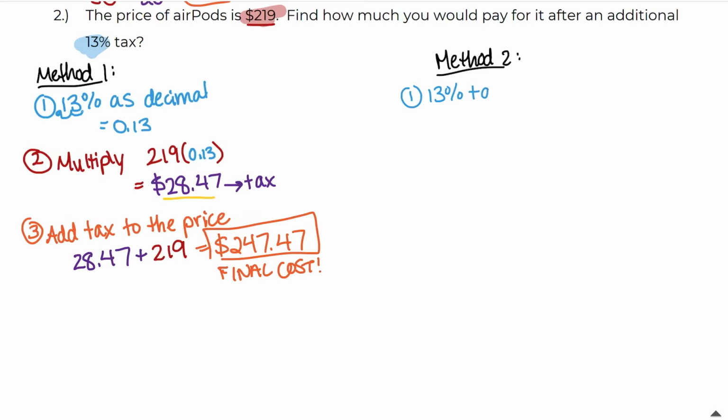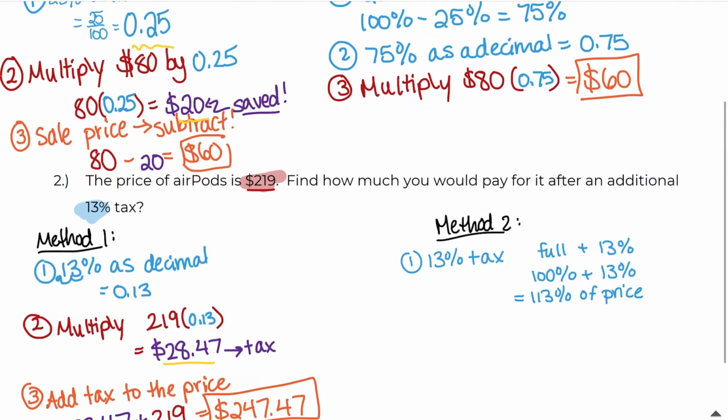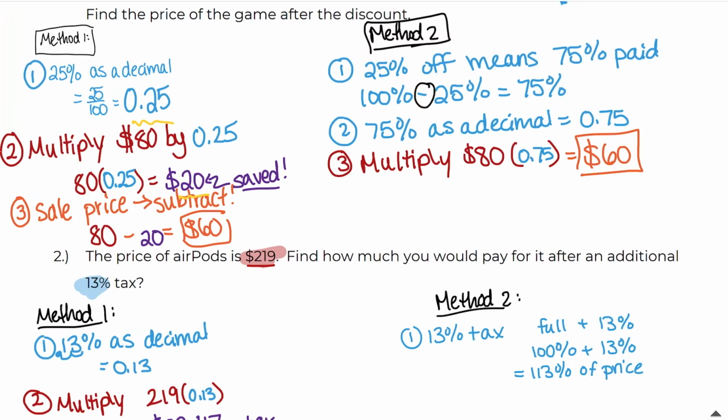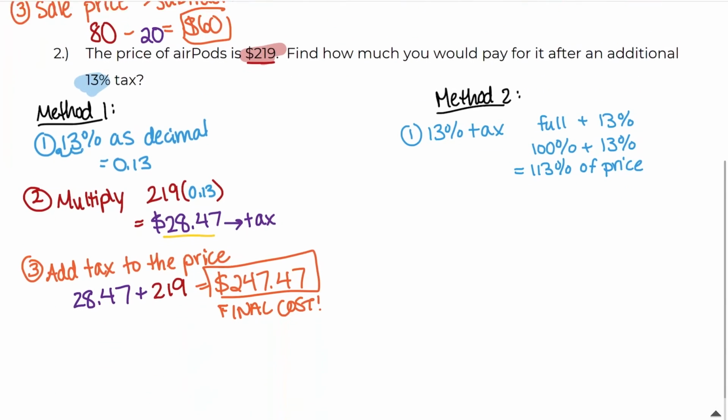13% tax means that you are paying the full amount plus an additional 13%. Well, the full amount is 100% because 100% represents the whole. So 100% plus 13% is equal to 113% of the price. Okay, so I'm adding the 13 to the 100% that we have right here because tax is added on. As opposed to our last example, we subtracted it because a discount is taken away from that 100%, that full amount. Okay.